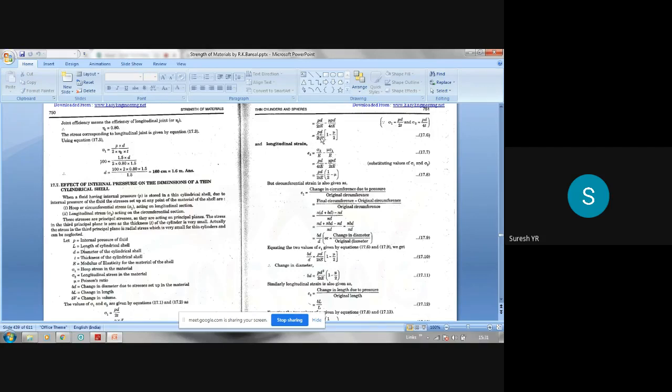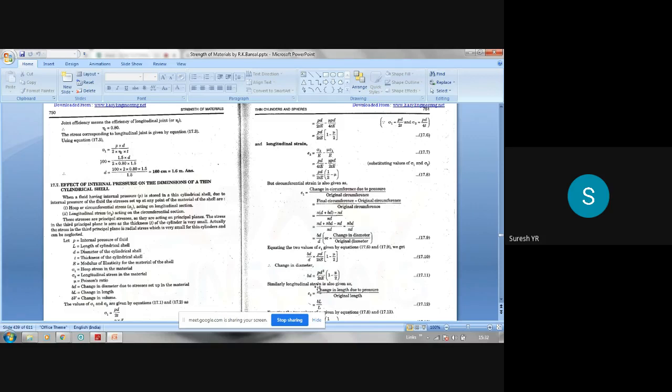Next, similarly, you have to equate now. From generalized Hooke's law, this is the expression for epsilon 1. From first principles, or from the definition, this is the expression for epsilon 1. Now you equate these two, equations 17.6 and 17.9. They are the same, so equate them. So delta D by D is equal to PD divided by 2TE into 1 minus mu by 2. If you want the change in diameter delta D, D comes to this side: PD square divided by 2TE into 1 minus mu by 2. So this is the expression for change in diameter.